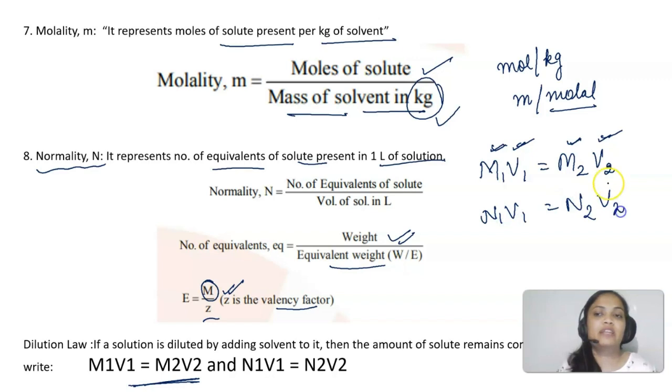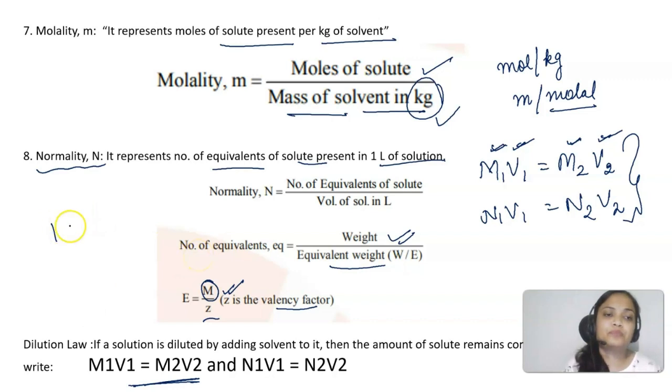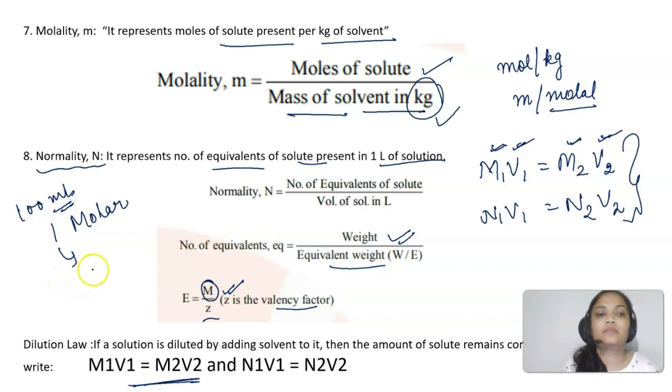So whenever we are diluting solutions, we can use these equations for finding out how much volume is required. For example, if I have 100 ml of 1 molar solution, and let's say I want to make it 0.2 molar, or 0.5 molar.